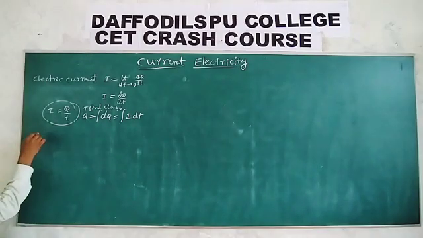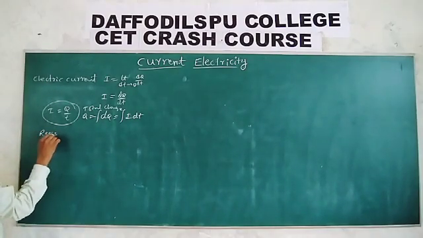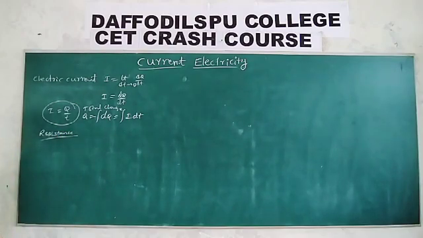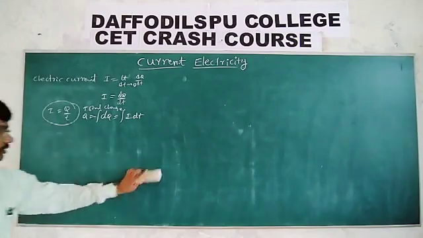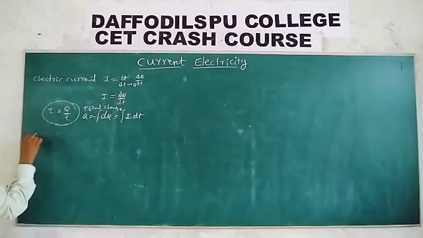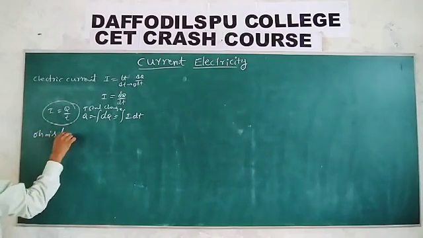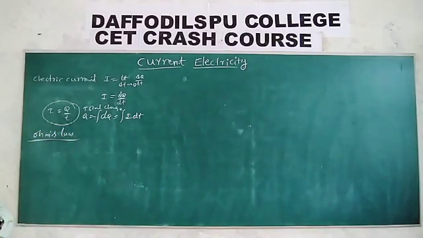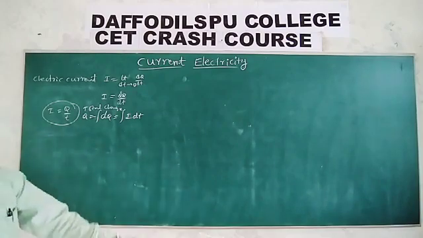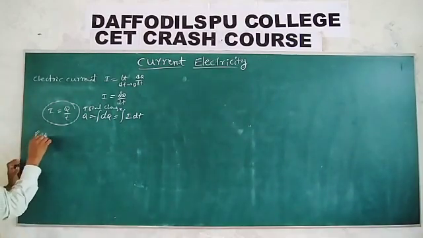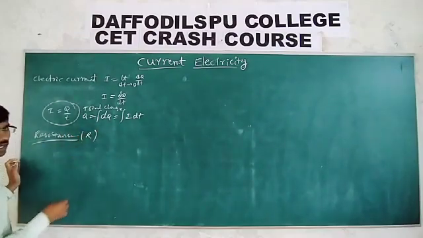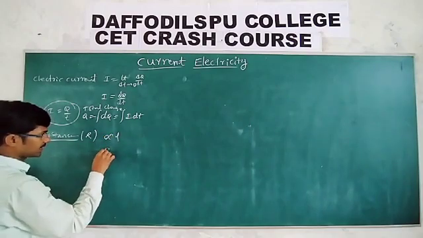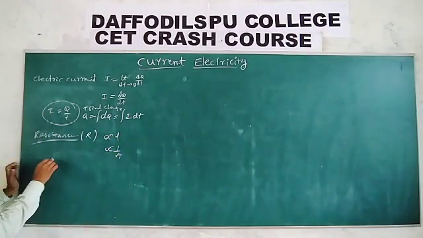Now what is resistance? Before that, let me discuss Ohm's law. According to Ohm's law, the resistance is nothing but a device which opposes the flow of current across it, and this resistance is directly proportional to the length and inversely proportional to the area of cross section. So what can we write here?